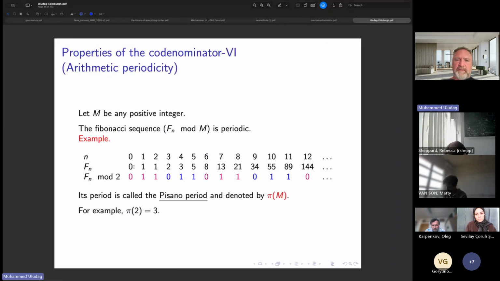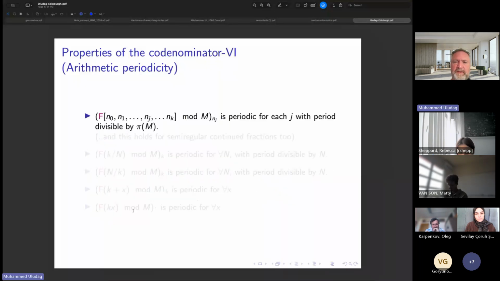We have arithmetic periodicity in several senses, by the way. The Fibonacci sequence is known to be periodic modulo m, where m is any integer. For example, if m is 2, the Fibonacci sequence modulo 2 is 0, 1, 1, 0, 1, 1, 0, 1, 1, etc. Here we have the Fibonacci sequence, and here we have the Fibonacci sequence modulo 2. So it is periodic, and its period is 3, which is called the Pisano period.